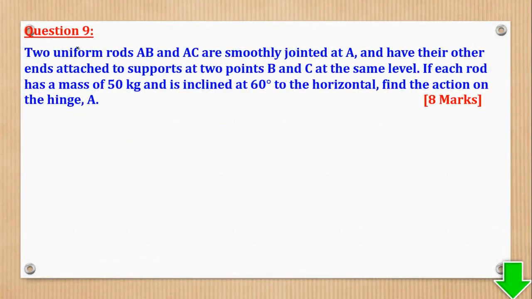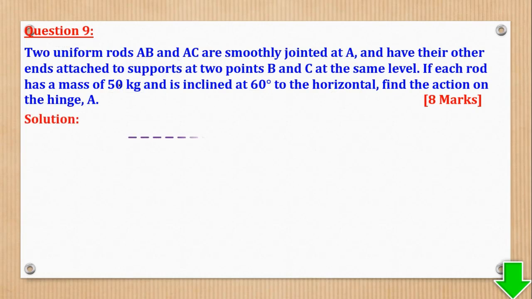Now we shall go to question 9. Question 9 says, two uniform rods, AB and AC, are smoothly jointed at A and have their other ends attached to supports at two points B and C. Now this word supports at the same level. Each rod has a mass of 50 kilograms and is inclined at 60 degrees to the horizontal. Find the action at the hinge.